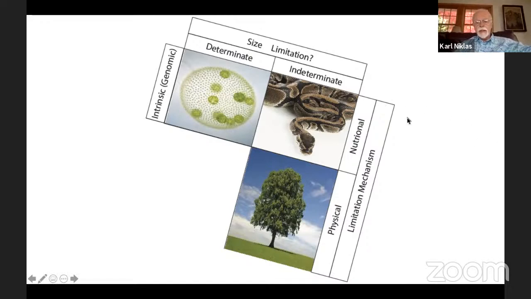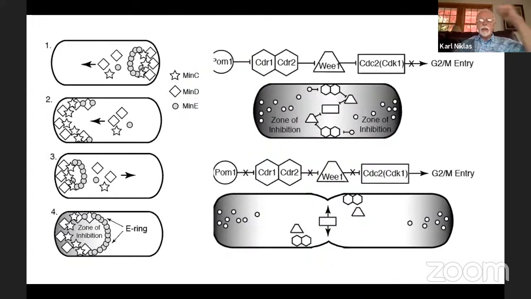Now, when you talk about indeterminate growth, what's the limitation mechanism? Well, in the cases of vertebrates like pythons and snakes and fish, nutritional limitations define the extent to which size can increase indefinitely. In the case of organisms like trees, there are physical limitations, as for example, the extent to which water can be hydraulically transported from roots to the upper reaches of the canopy.